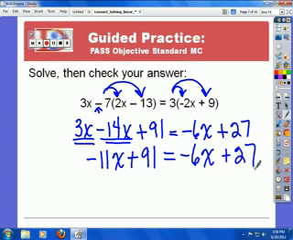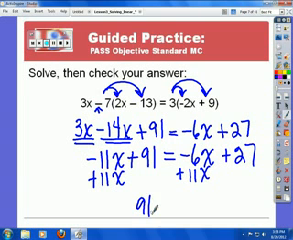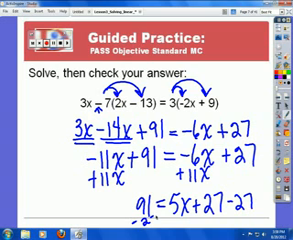I'm going to start by adding a positive 11x to both sides because the negative 11x is smaller than the negative 6x, and I like to keep my coefficients in front of my x positive. So I'm going to add 11x to both sides, which gives me 91 is equal to 5x plus 27. I need to get that 5x term by itself, so I'm going to subtract 27 from both sides, which is going to give me 64 on the left side and 5x on the right side.